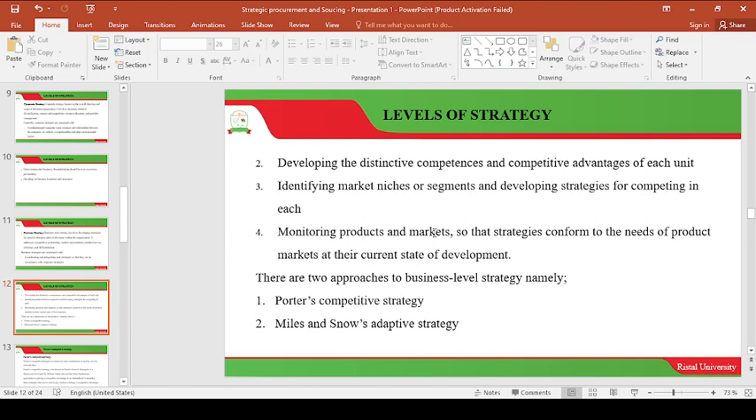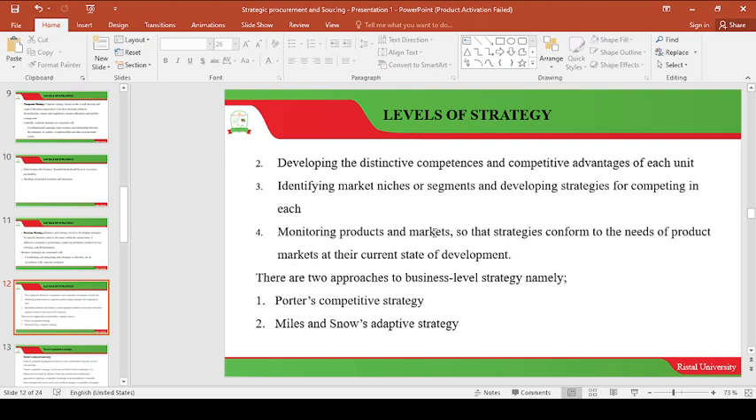Also monitoring the product and market so that strategies conform to the needs of the product market at their current state of development. The business unit is tasked to monitor that product in the market. How is it performing? What is the feedback from the buyers? So these strategies are developed under this level.